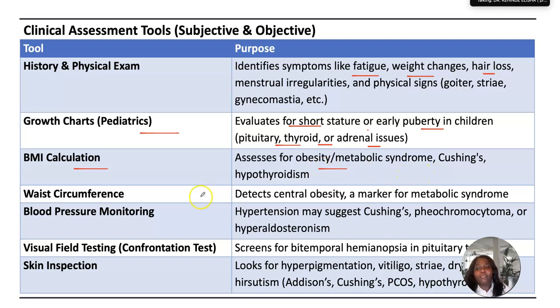Any metabolic syndrome? What is the waist circumference? Can you detect any kind of central obesity, a marker for metabolic syndrome? What about blood pressure monitoring? Hypertension may suggest Cushing's, pheochromocytoma, or hyperaldosteronism.